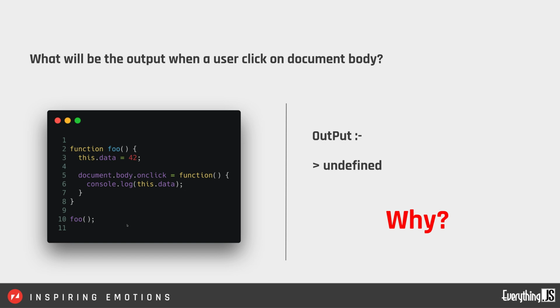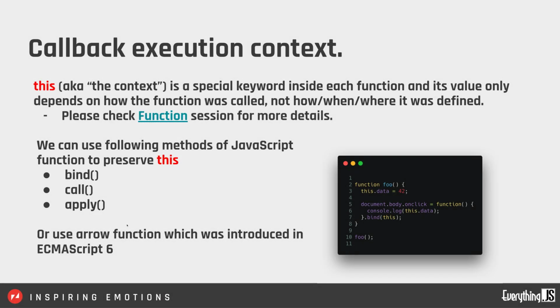Here, if you try to access this keyword outside, you can't access this, because when the onclick event executes, it has been executed by the DOM. So it is in the document.body object, and all this binding is related to that document.body. So it's not related to the outside function. That's why we are getting this. You have also covered those things in the function session, so you can go there and take a look.